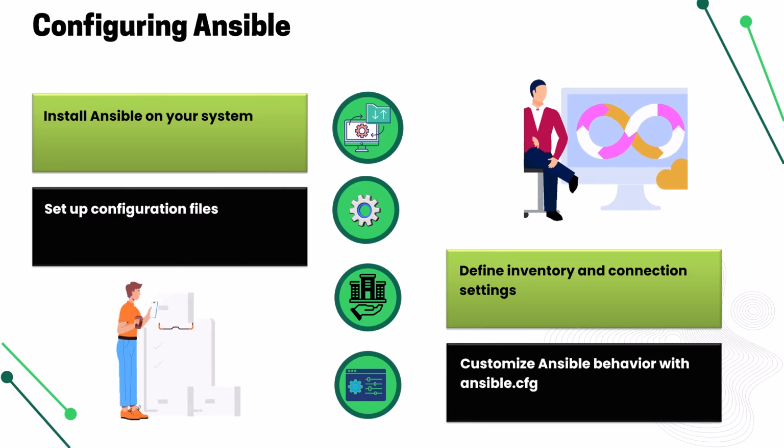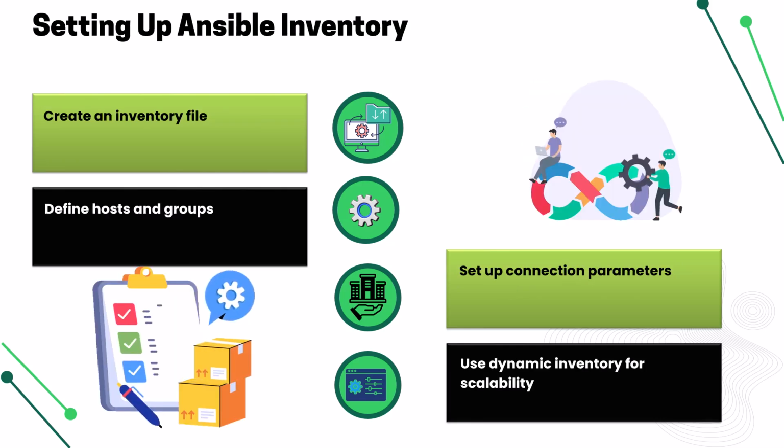Now, let's move on to setting up the inventory. Ansible inventory is where we introduce machines to Ansible, like a guest list for automation. First, we create an inventory file. Next, defining hosts and groups, because organized automation is the best automation. Setting up connection parameters ensures smooth communication. And if managing static lists isn't your thing, dynamic inventory saves the day. That way, Ansible adapts as your infrastructure grows.